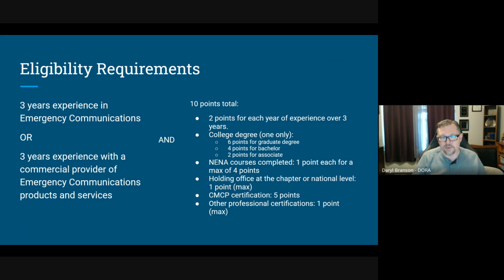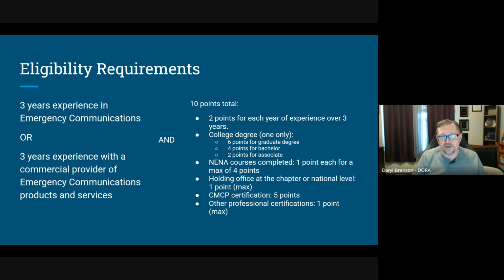That could be somebody who works at a telecommunications company that provides 911 network services, or it could be a company that provides call handling equipment. So you'll see ENPs all throughout the 911 industry.